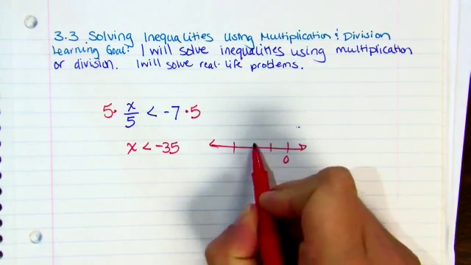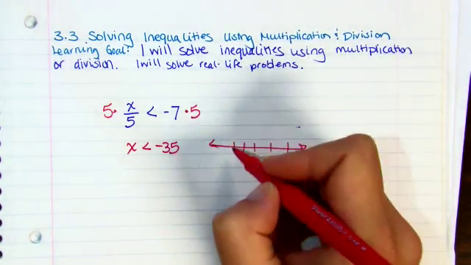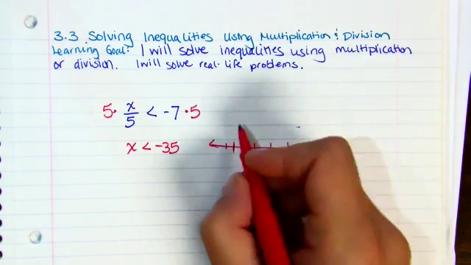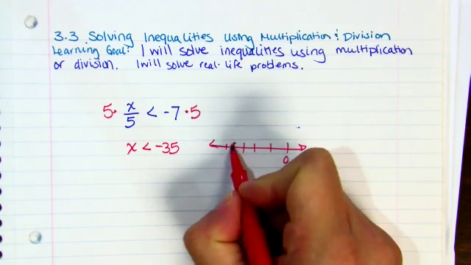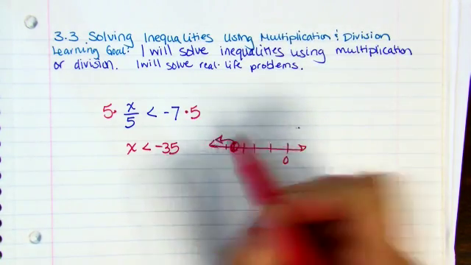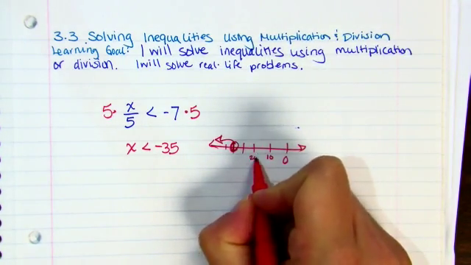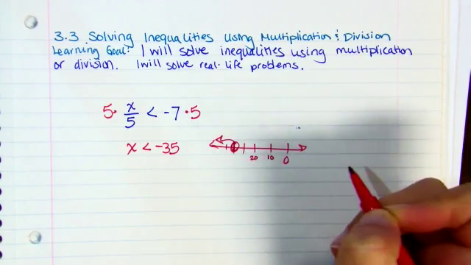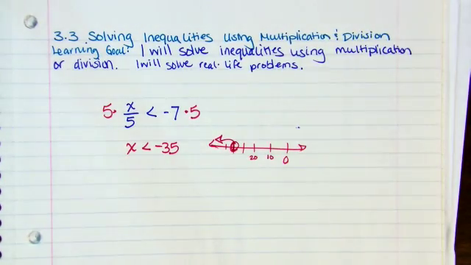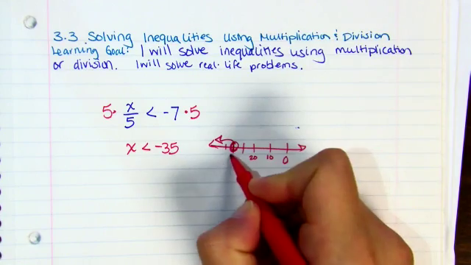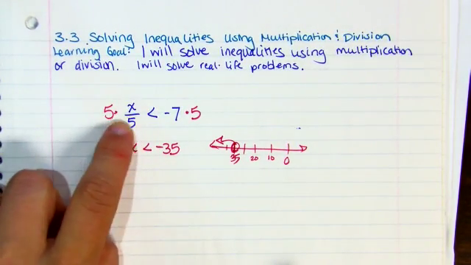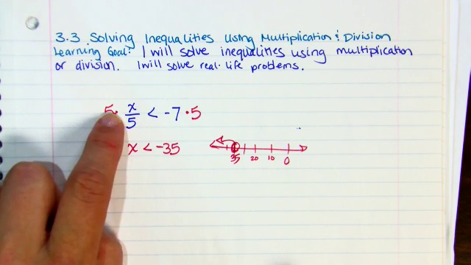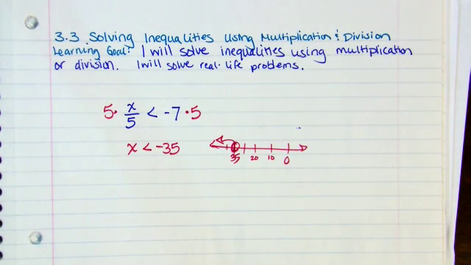And if I wanted to graph that, there's 0, there's 10, 20, 30. That would be about 35. So x is less than -35. Open circle at -35. I did a terrible job with this number line, but you get it. That's -35, and there I have it graphed. So in this case, I was dividing by a positive number, so I just used the same steps as before.